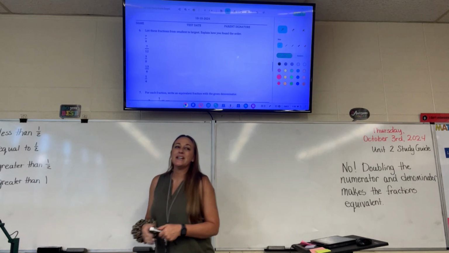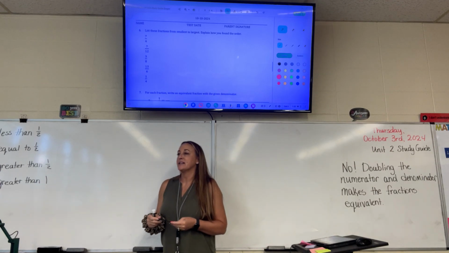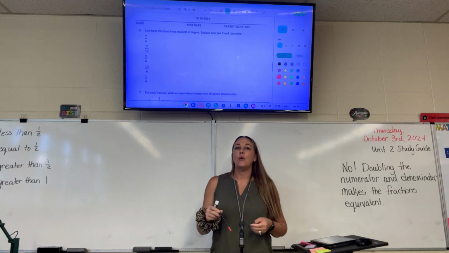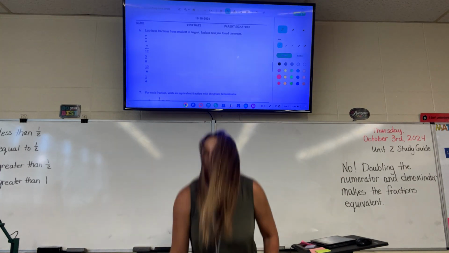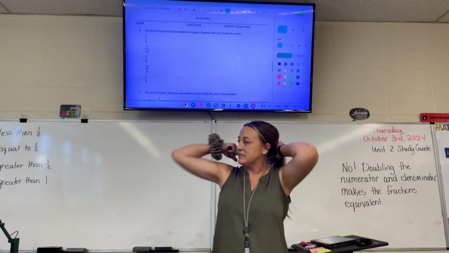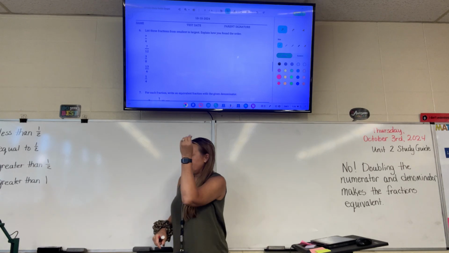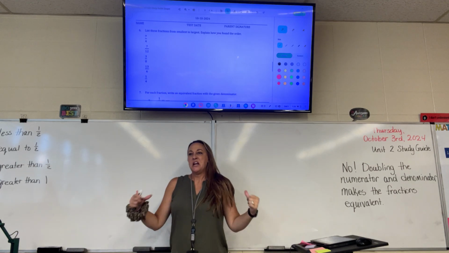So, if the fraction is less than half, what goes next to it? Jackson? A minus. A minus, yes. Write yourself down for a point. If the fraction is equal to half, what goes next to it? Hazel? An equal sign, yes. Put yourself down for a point.